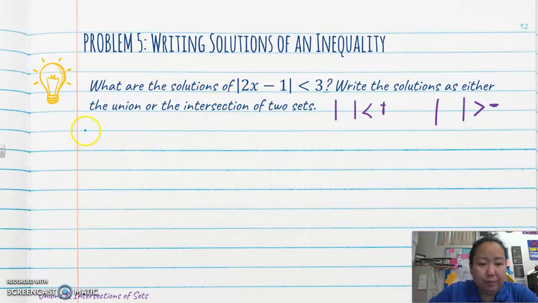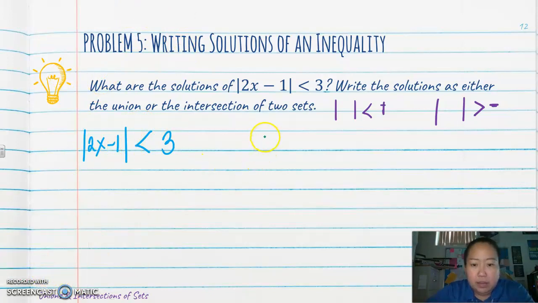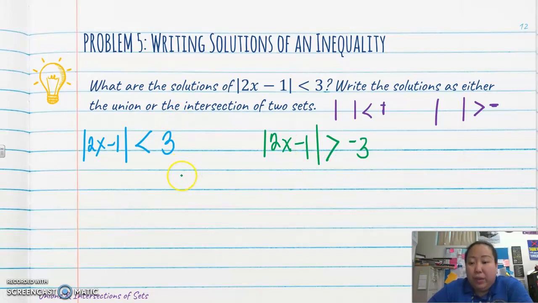So we have 2x minus 1. For the positive 3, it's going to be less than 3. Keep the inequality. The other one, again, it's going to be 2x minus 1. Now, this time, for us to get a negative 3, we have to flip the inequality. And so now we can already solve for this inequality.